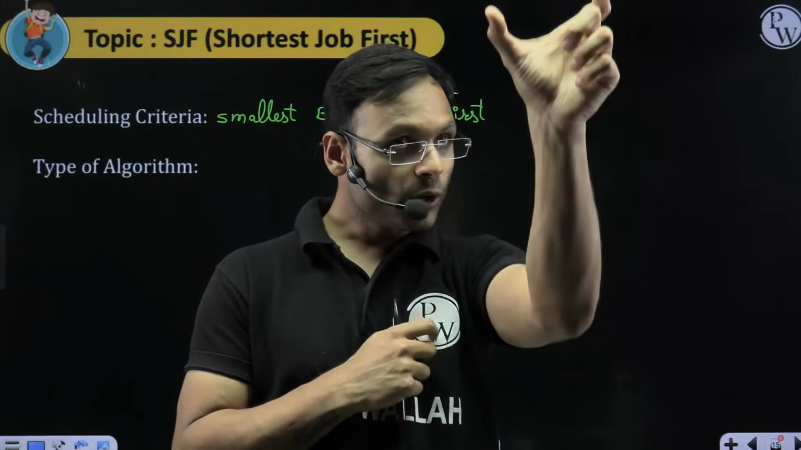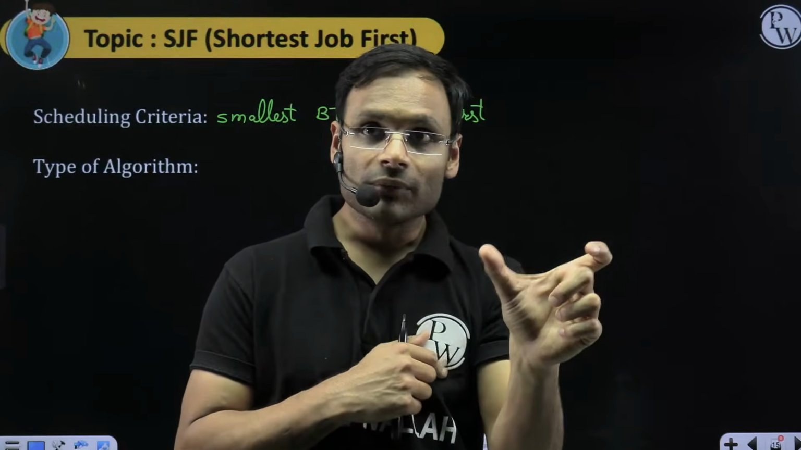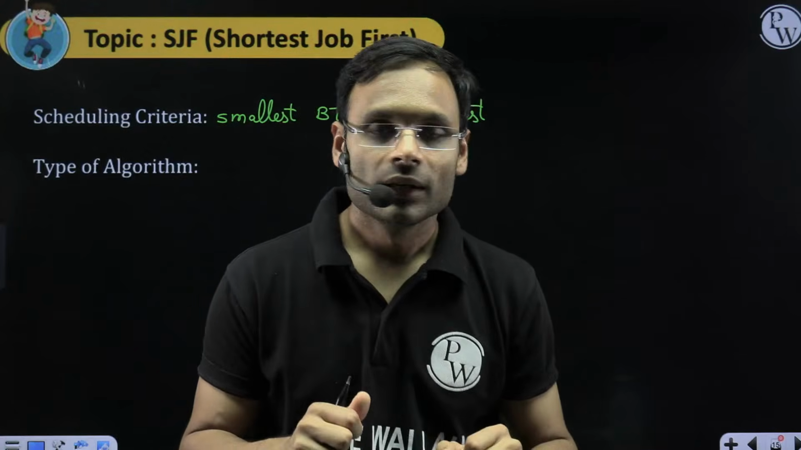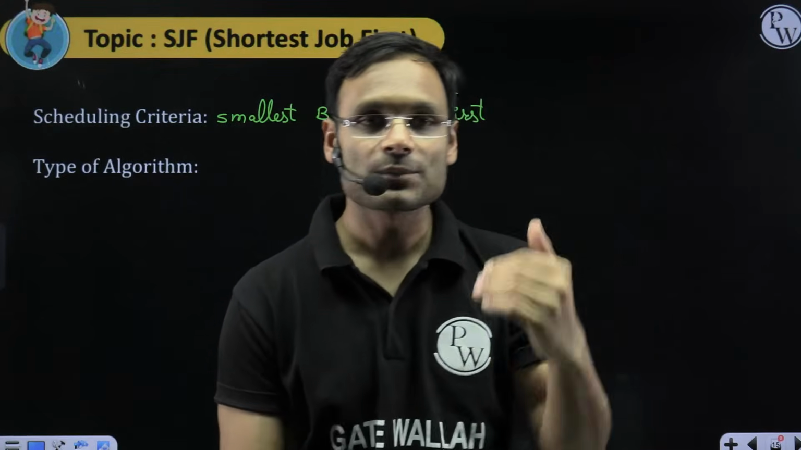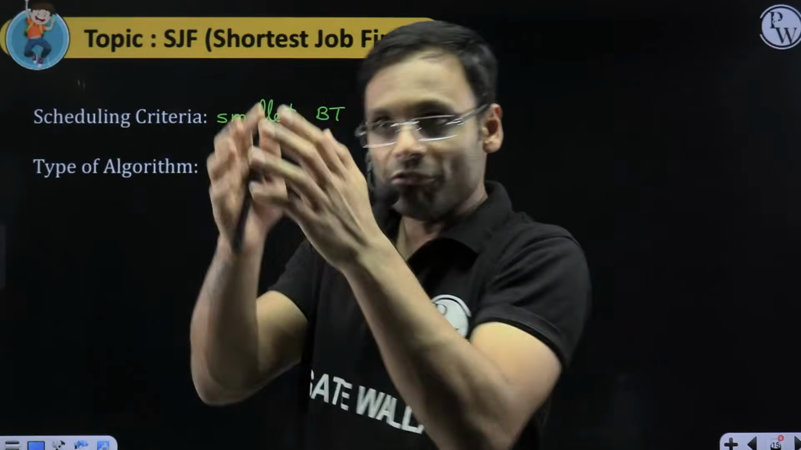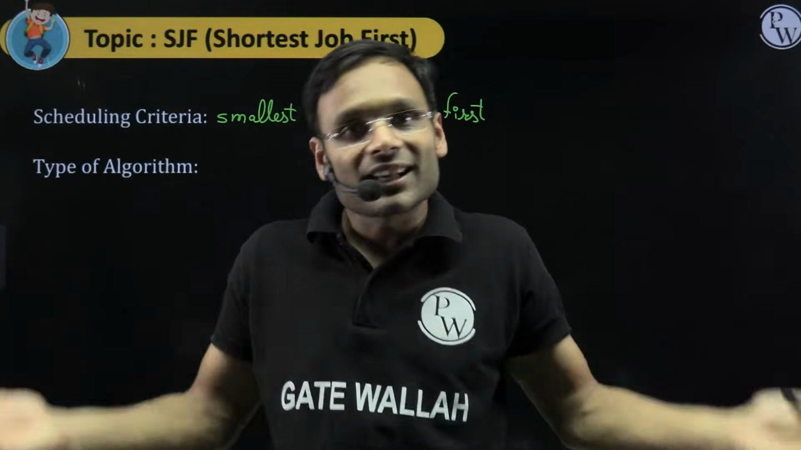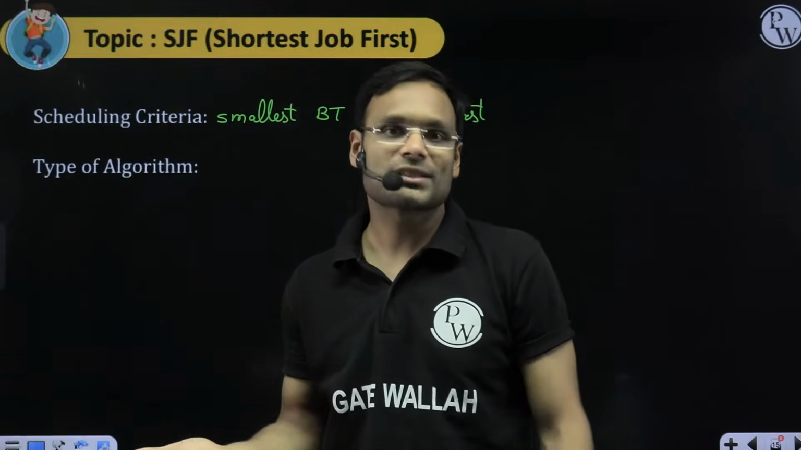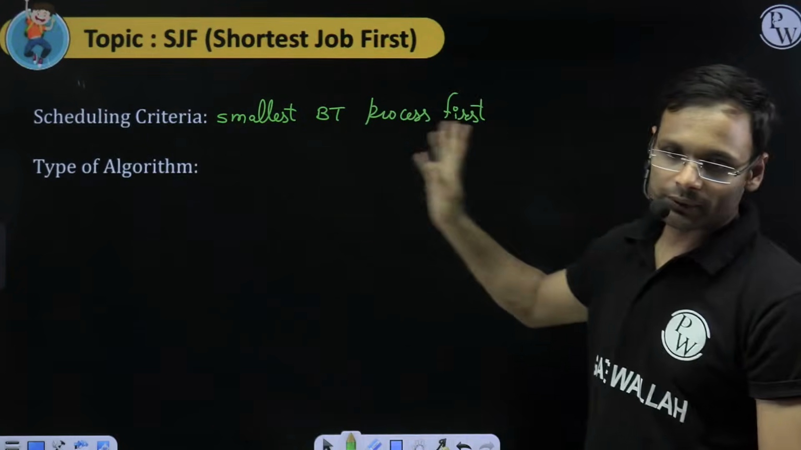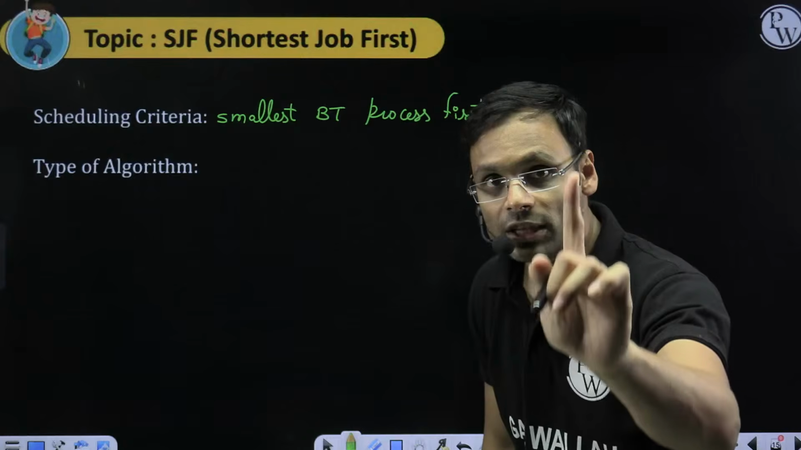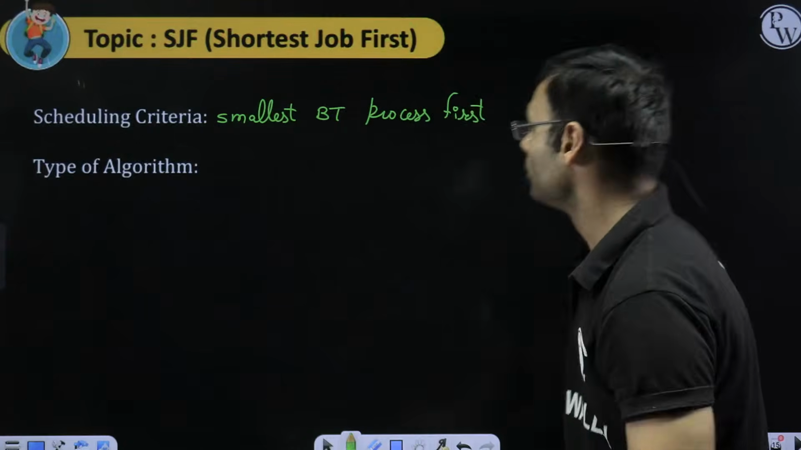So you need to check what all processes arrived. Among them, which process next I'll have to run. You don't check all the processes, because among all the processes, there can be some processes which are smaller in burst time but not yet arrived. If process has not yet arrived, how can you schedule it first? Right? So remember that. So smallest burst time process first, but among the processes which have already arrived.